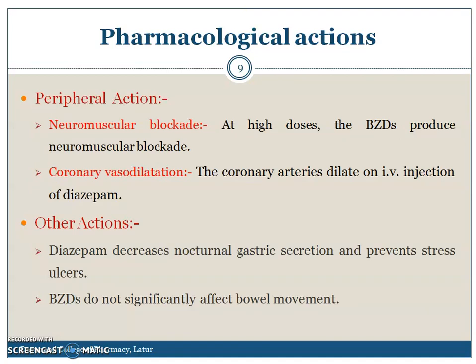Next, peripheral actions. In that, neuromuscular blockade: at higher doses, benzodiazepines produce neuromuscular blockade. Then coronary vasodilation: the coronary arteries become dilated on IV injection of diazepam. Next, other actions. Diazepam decreases nocturnal gastric secretion and prevents stress ulcers. Benzodiazepines do not significantly affect bowel movement.